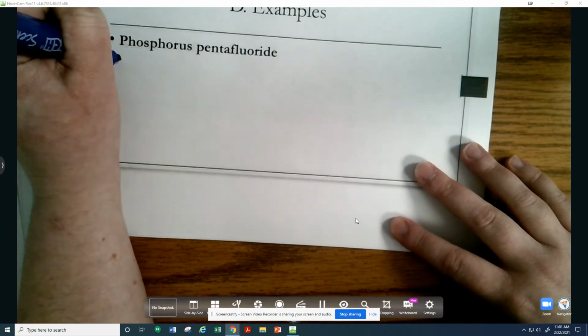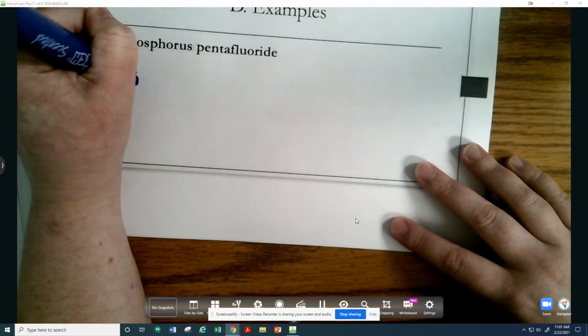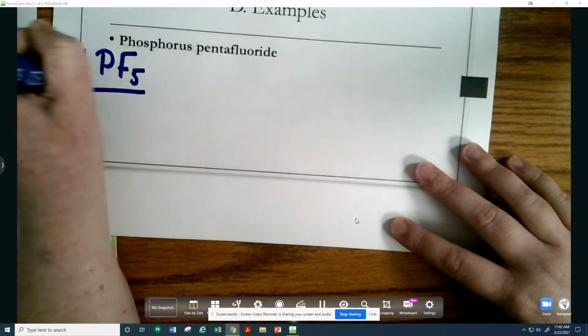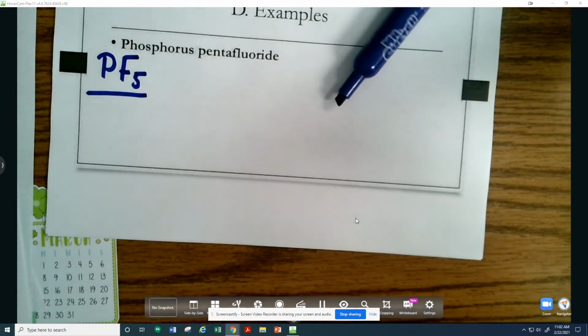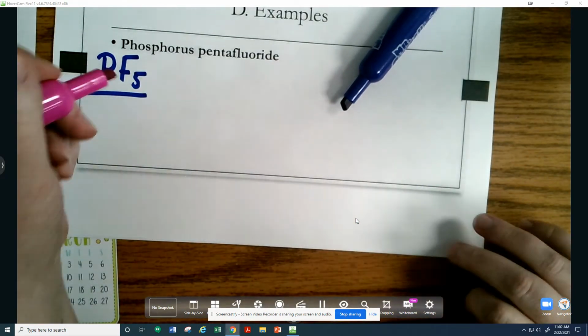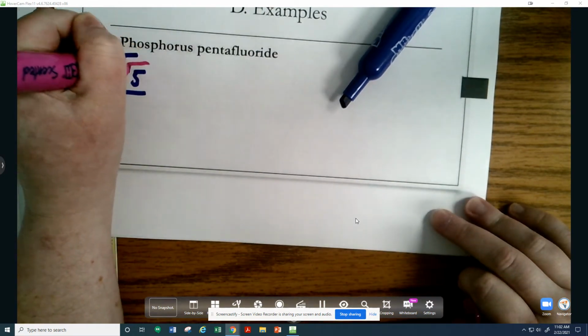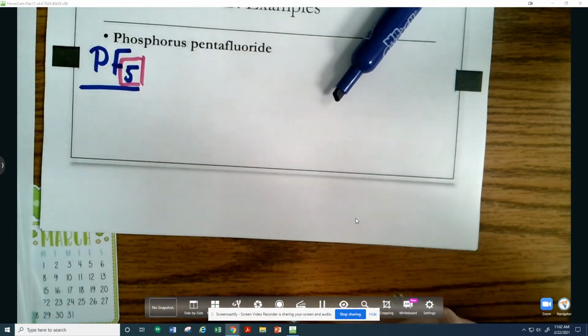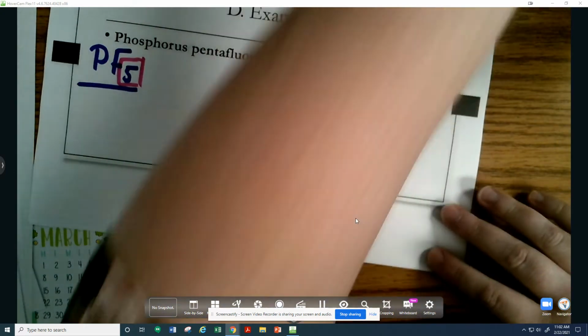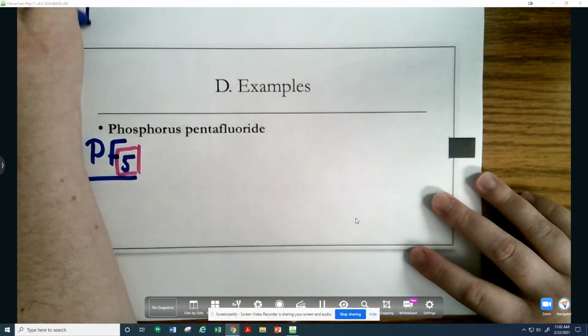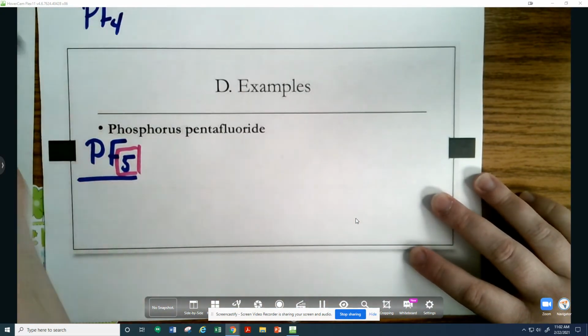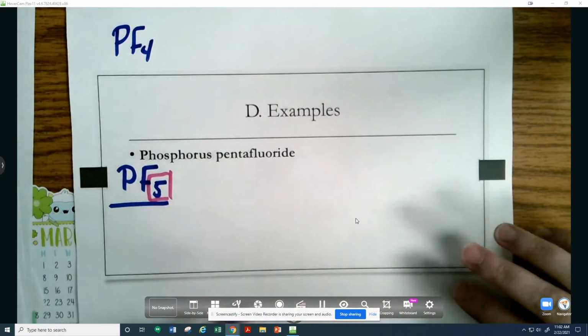So phosphorus pentafluoride, we have 5 fluorines with that prefix. The very first thing you should see, to recognize something that has an expanded octet, is that you have more than 4. Most of the things we've been working with would have been like PF4, where we have 4 fluorines to attach that central atom.